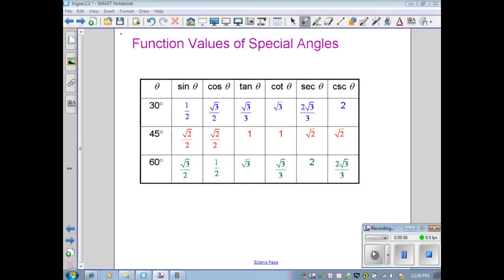Our next slide shows a chart of function values of special angles. And it's obvious from our previous slides and our extra video that these angles are the 30-degree angle, 45-degree angle, and 60-degree angle. And what we have are associated values for our 6 trig functions. What I'd like to do is demonstrate how these values are generated.